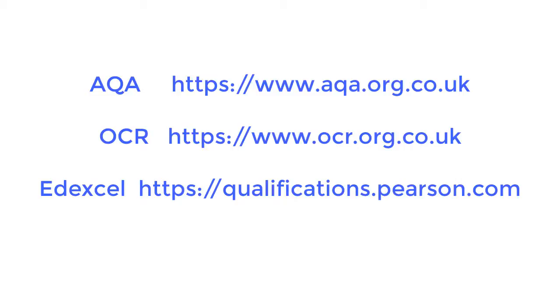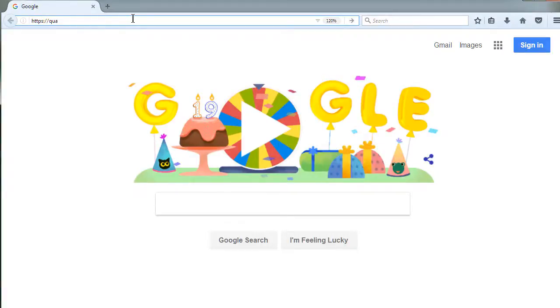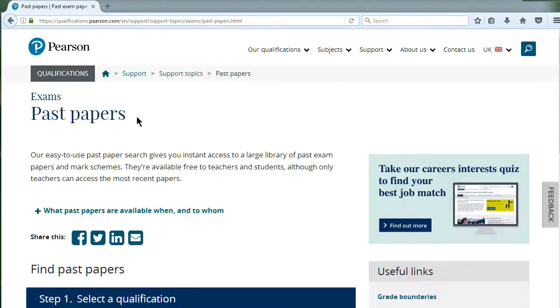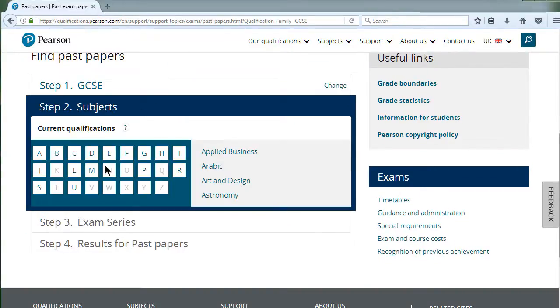So let's take one of them. We will go through the Edexcel procedure and see what we get. Okay, off to Google. In goes the web address. Down to past papers, and select qualification. I think we go for GCSE. M for mathematics.